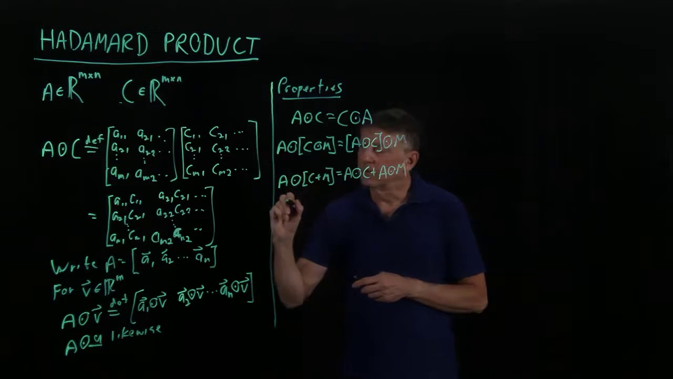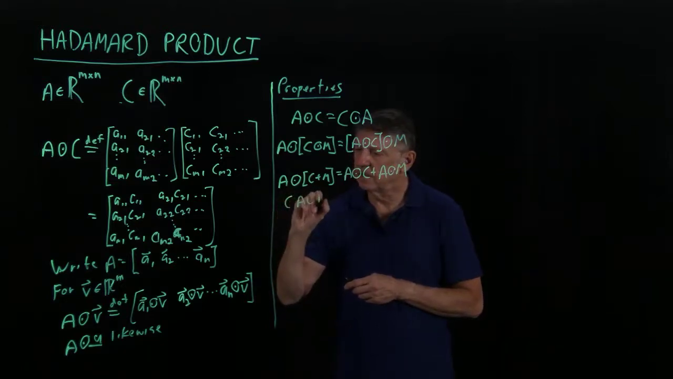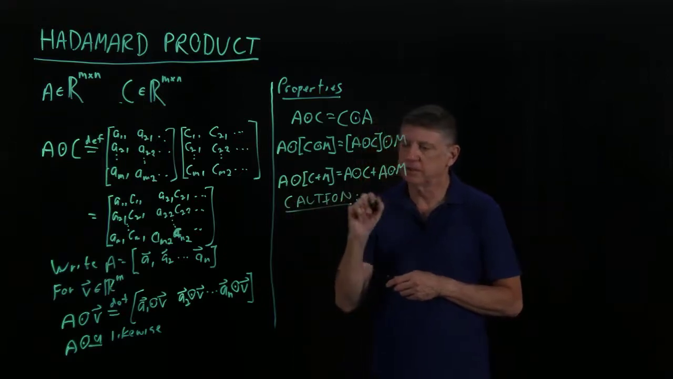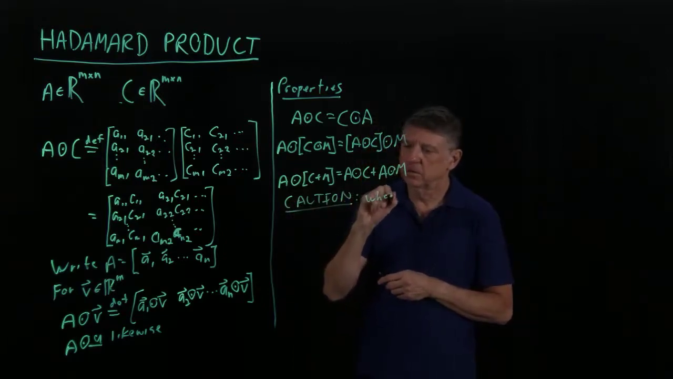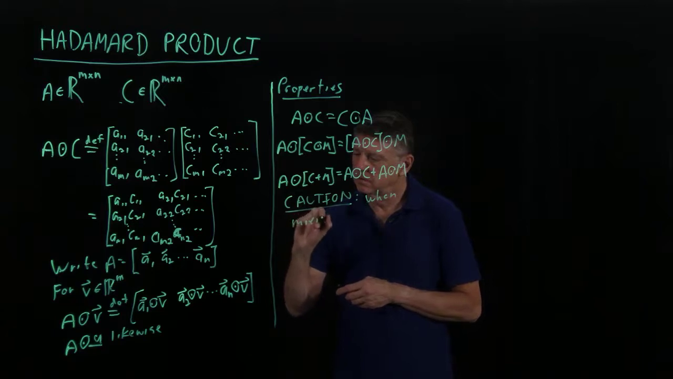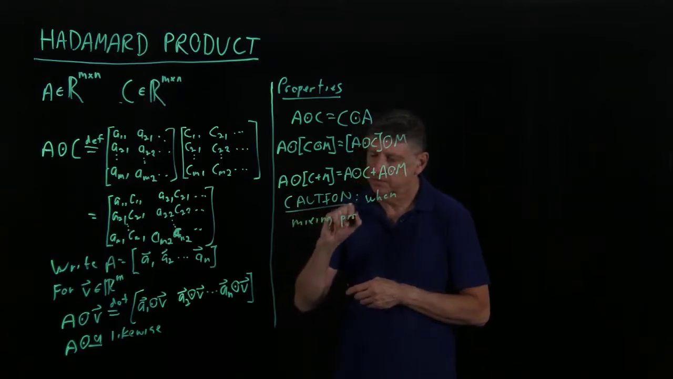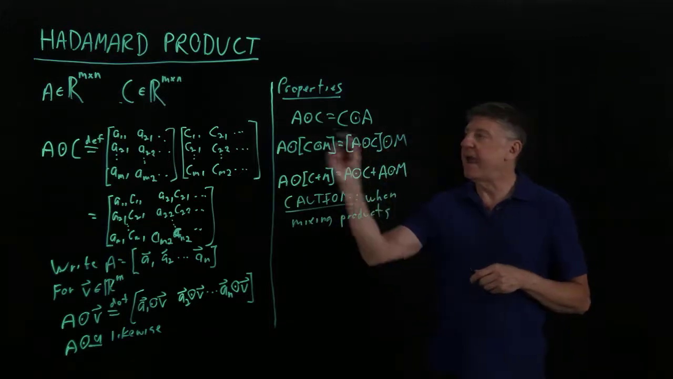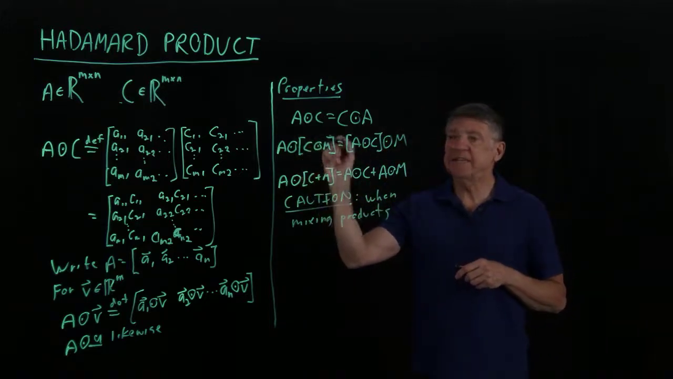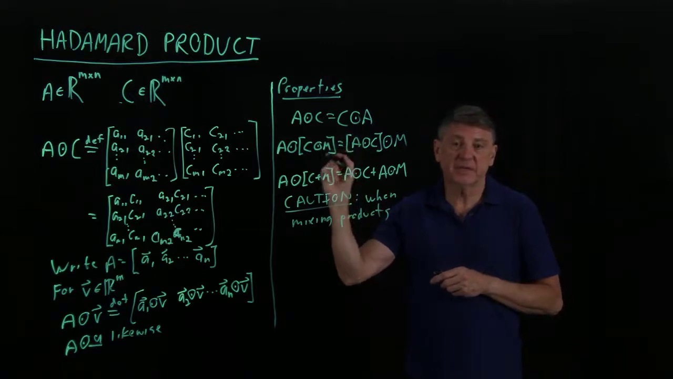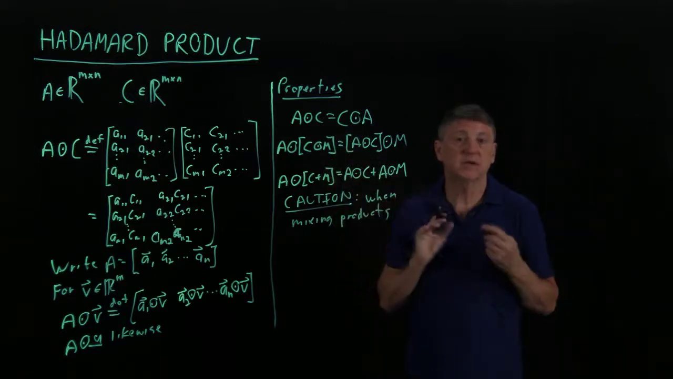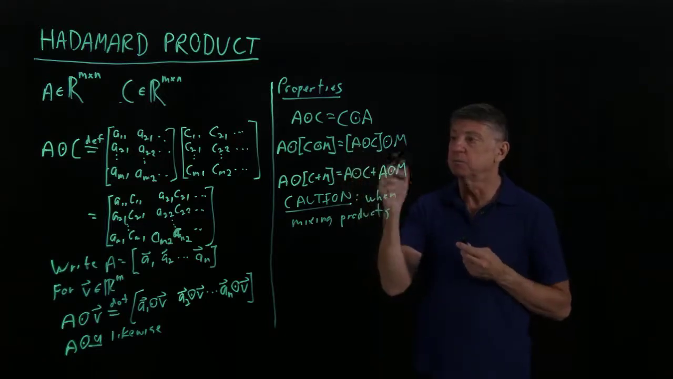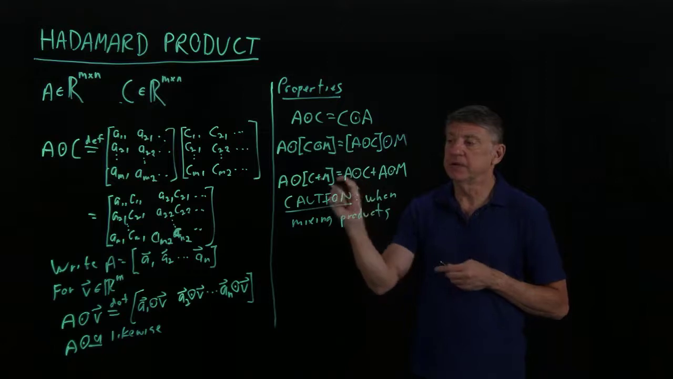So, caution, I'll write that in capital letters, which I rarely do. Caution when mixing products. That is, in general, A Hadamard with C ordinary matrix multiplication M will not equal this. The sizes can often be wrong, and you can't perform the distribution, and you definitely can't perform the multiplication.